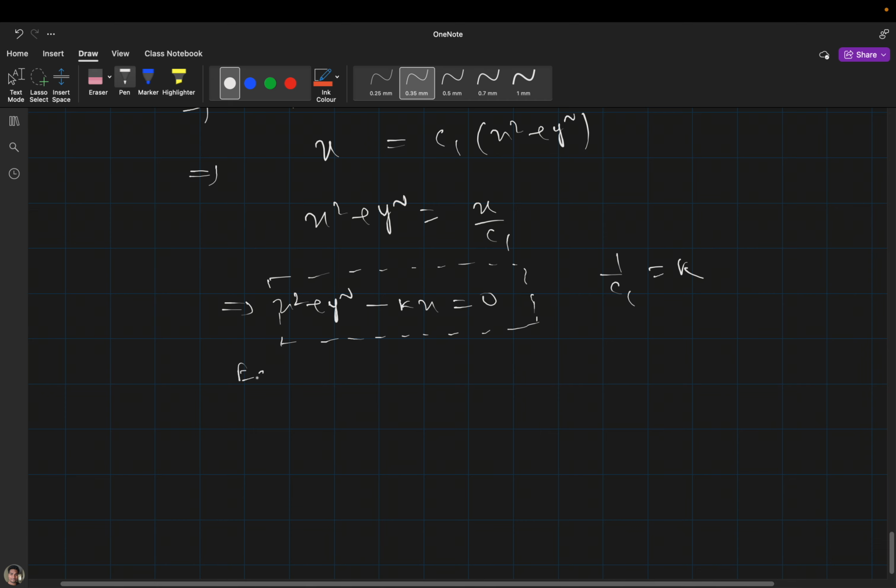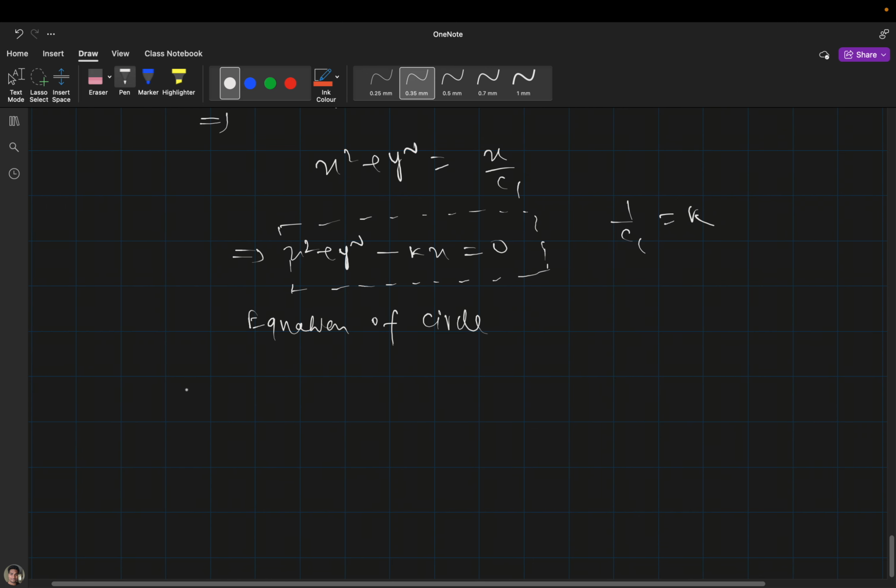This is actually the equation of a circle. And the center is at, tell me, k comma 0. What is the radius? R equal to k only.